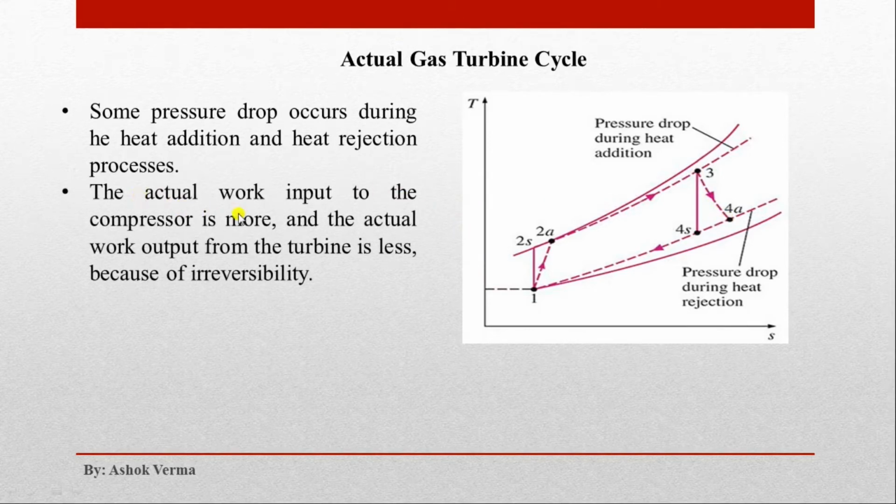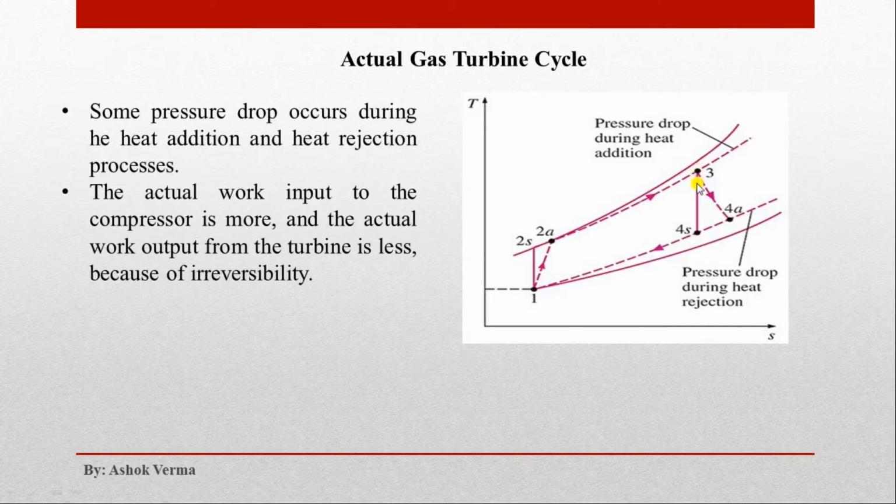So the actual work input to the compressor is more, and actual work output from the turbine is less. You can see here, initially you have to compress from point 1 to point 2S, but due to the irreversible process, you have to compress from point 1 to 2A, which is higher than this one. So you have to do more work.